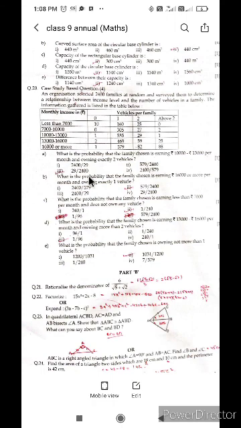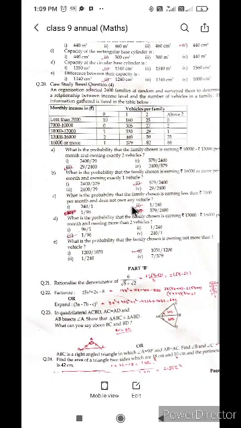Third, what is the probability that the family chosen at random is earning less than 7,000 per month and does not own any vehicle? That is 10. So it will be 10 upon 2400. Reducing 10 upon 2400 to the simplest fraction, the zeros cancel out and we get 1 upon 240.